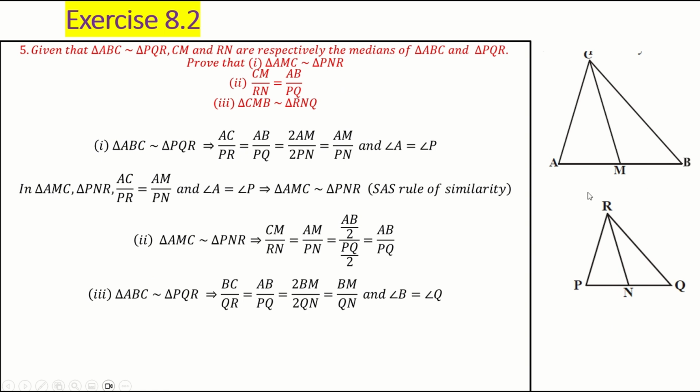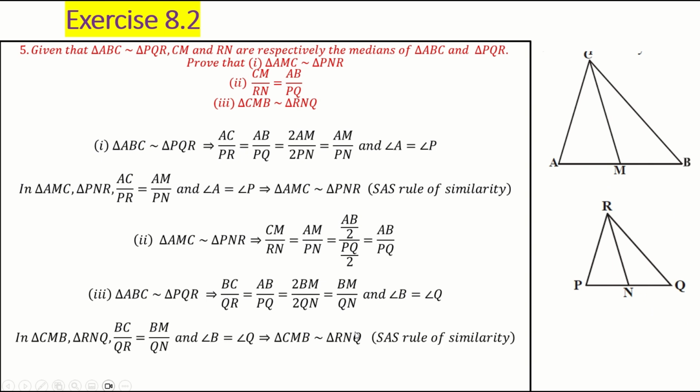CMB is similar to RNQ. We can prove it exactly the same as the first part. Or we already know the ratios of the sides, so with that also you can prove it. So we can either use the SAS rule or the SSS rule to prove it, which is exactly the same as the first question. Okay.